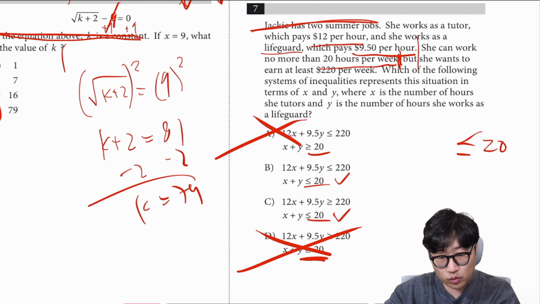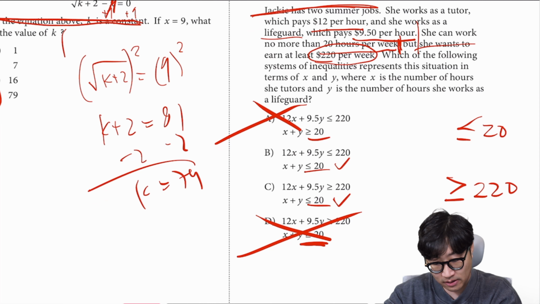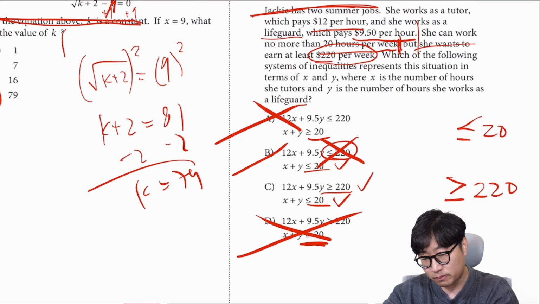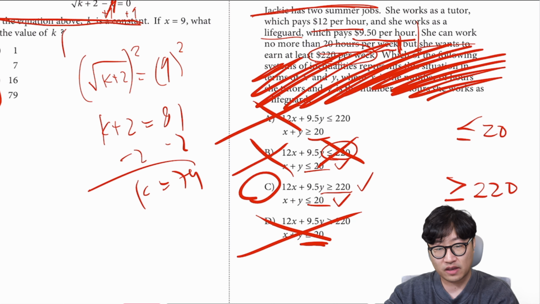And then she wants to make at least 220 a week. Okay, so 220, if not more. That should be the sign. So C's got it, but B's got it the other way around. So B's off, C is it. So you really don't have to read these for the rest of the half of the questions.